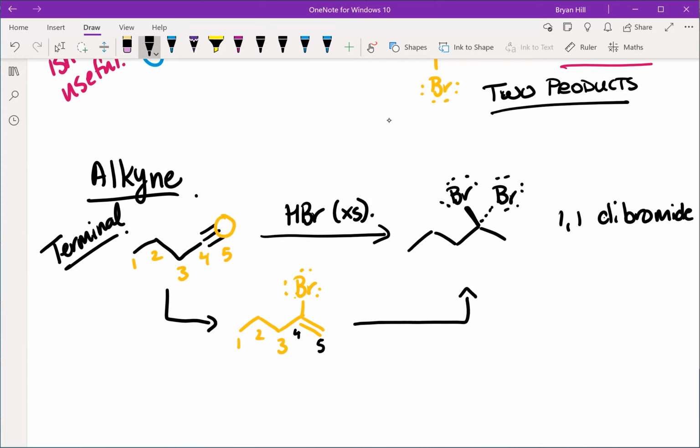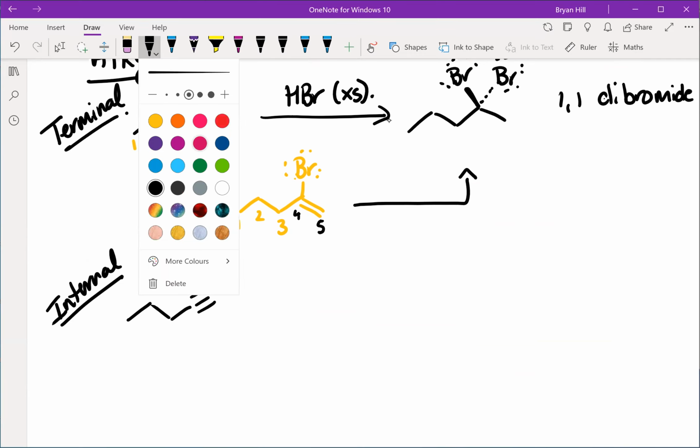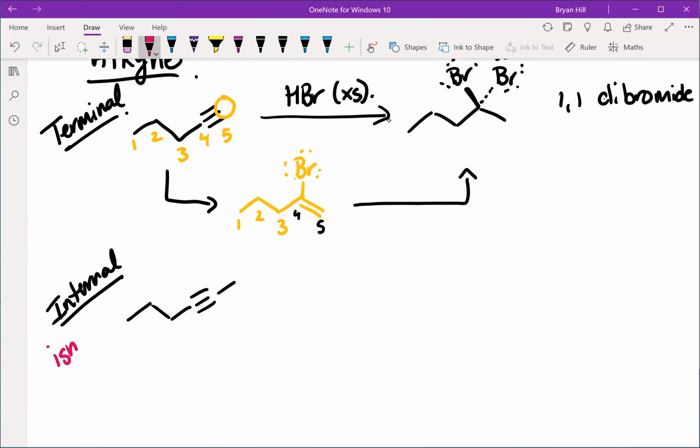Now, after the first step, you start going down the corridor and you keep on going down that same corridor. For an internal alkyne, we're going to run into problems if we try this same reaction. With an internal one, and I'm giving you the heads up at the start, this reaction isn't very useful, unless the molecule is somehow symmetrical. This one isn't. I'm drawing one which isn't so symmetrical.